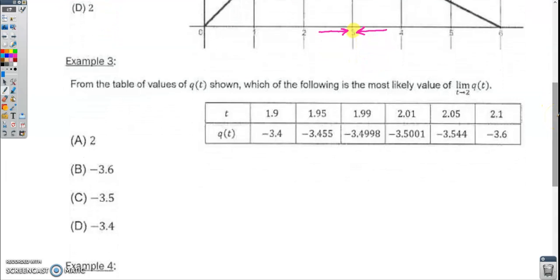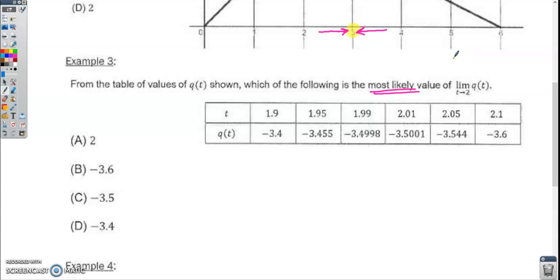From the table of values of q of t shown, which of the following is the most likely value of the limit as t approaches 2 of q of t? Now I'm going to pause for a second and talk about why it says most likely instead of just saying which of the following is the value of the limit as t approaches 2 of q of t. When we're looking at a table of values, we're never quite 100% sure that the limit is what it appears to be based off of the table of values. And again, we'll talk about this more when we talk about finding limits from tables.